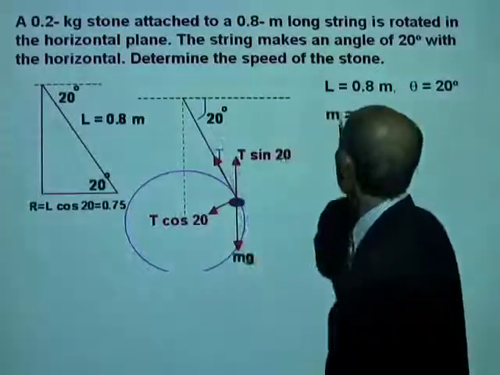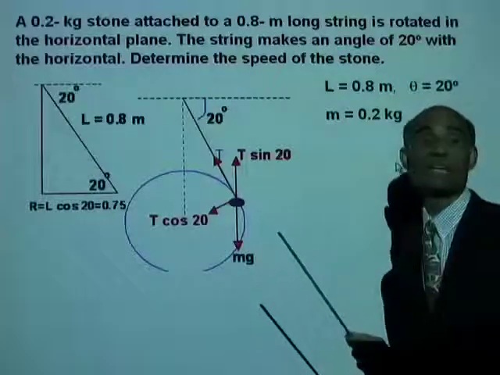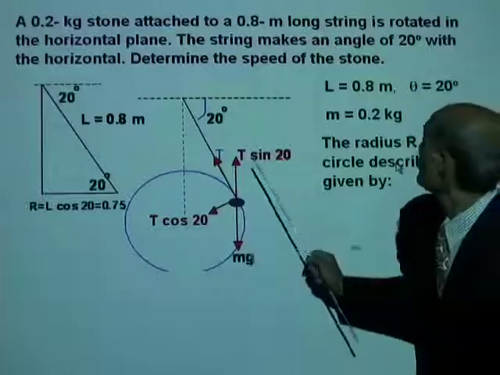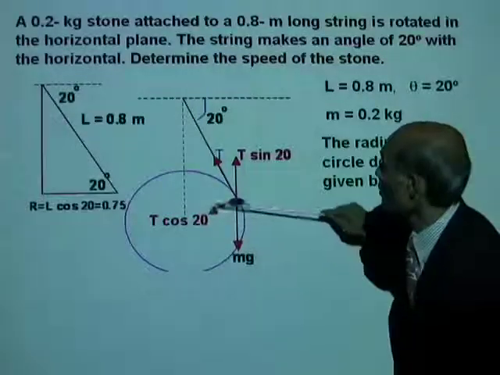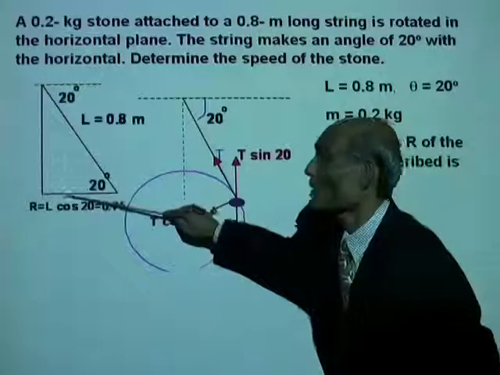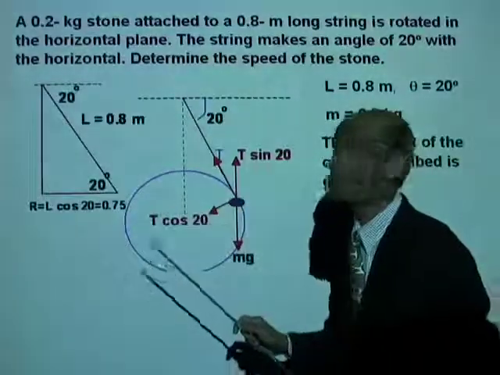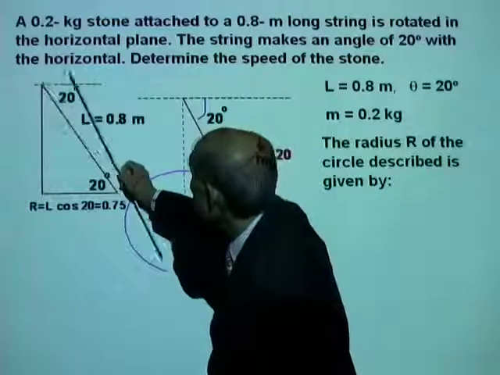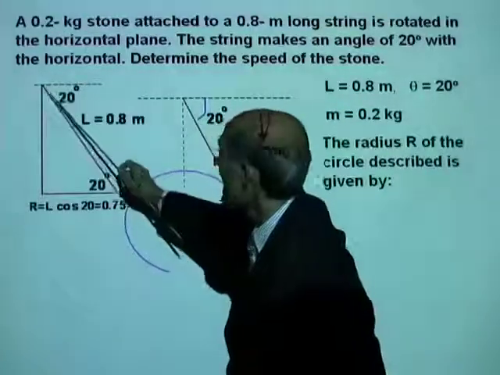And let's see, the mass of the stone is 0.2 kilogram. The radius r of the circle, what is the radius r of the circle? This is the radius r of the circle. The radius r of the circle can be written in terms of this length L.